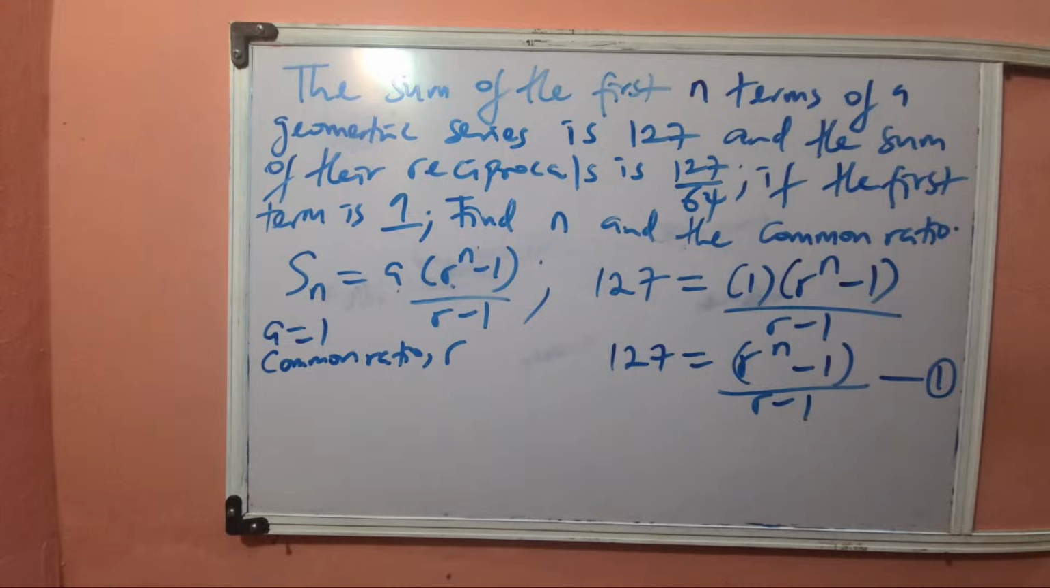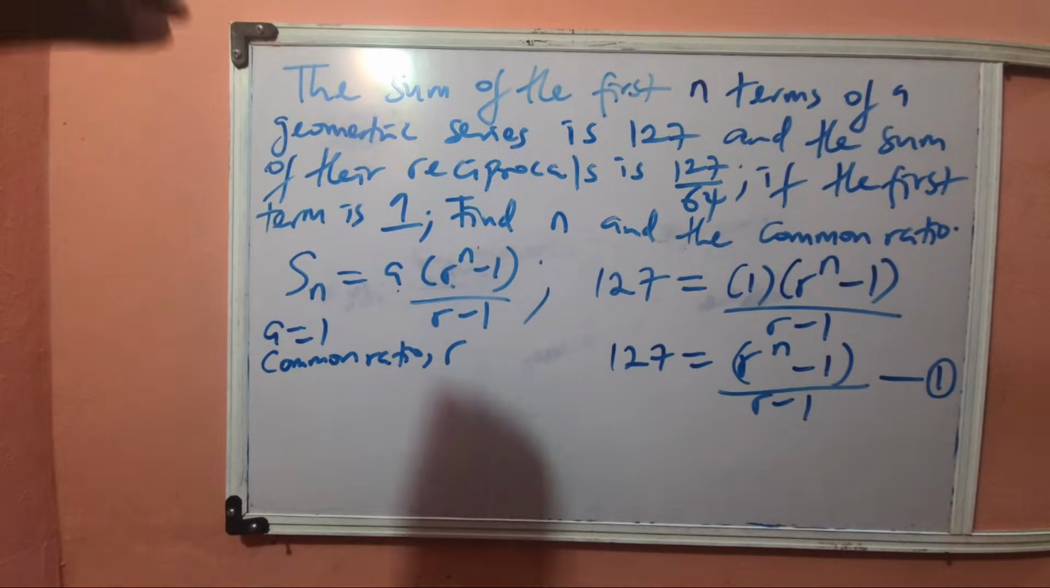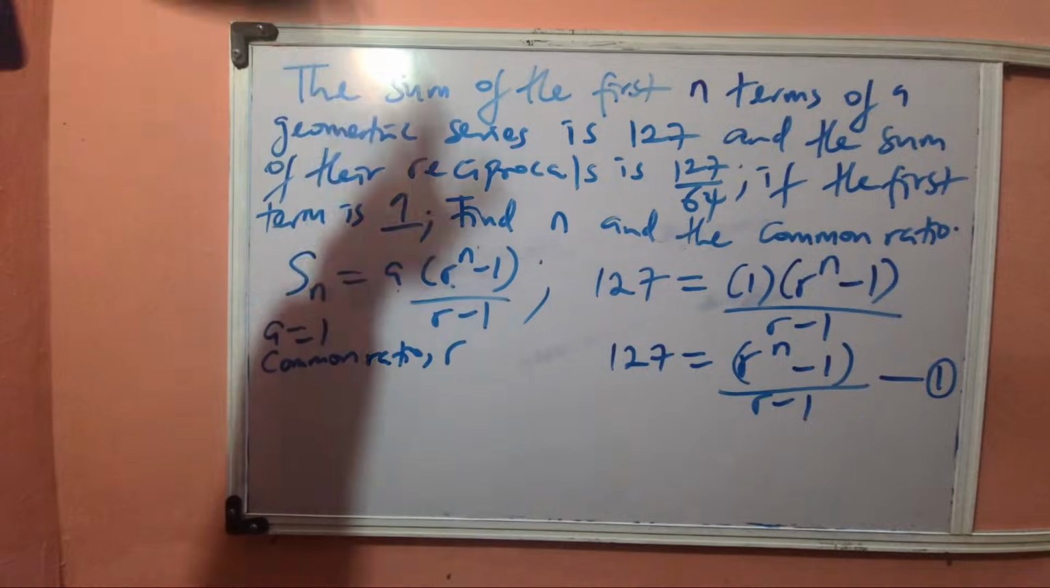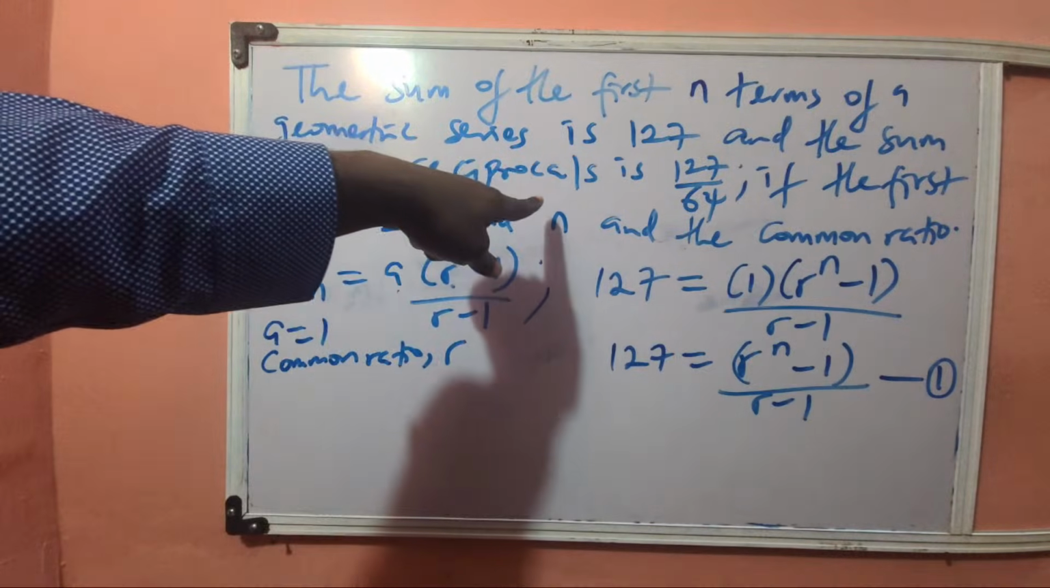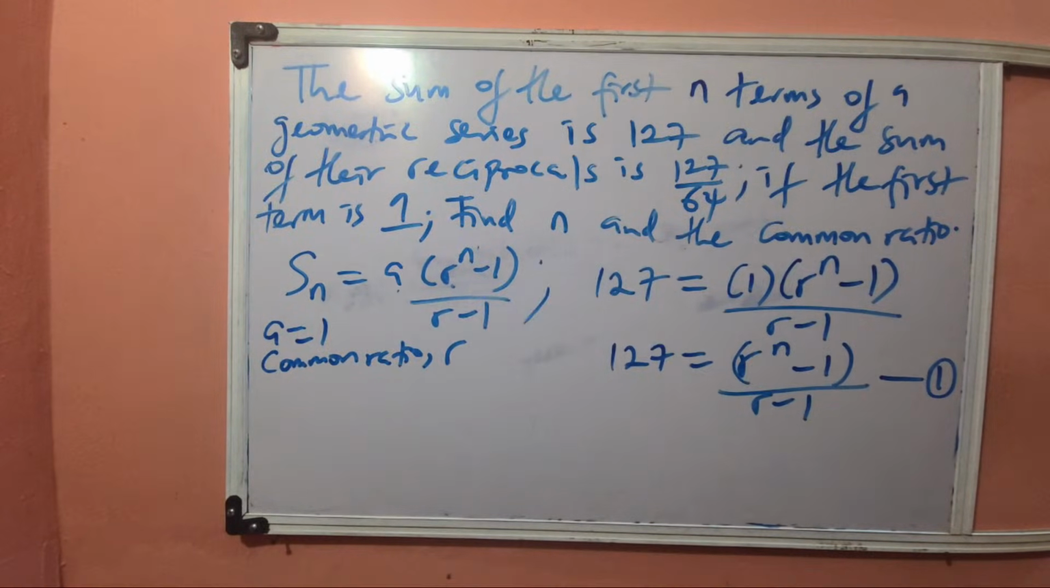Now, look at the next detail we're given. The sum of their reciprocal is 127 over 64. The sum, of course, is still the same thing as the sum. We're still dealing with sum here. But we're then told that this is not just the normal series. We're dealing with the reciprocals now. Good. So what does this mean?